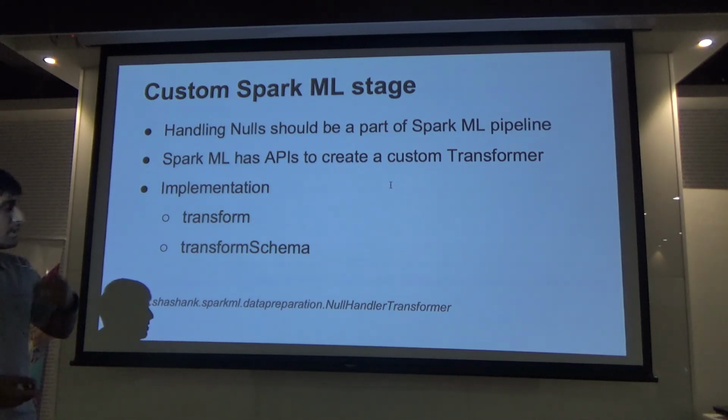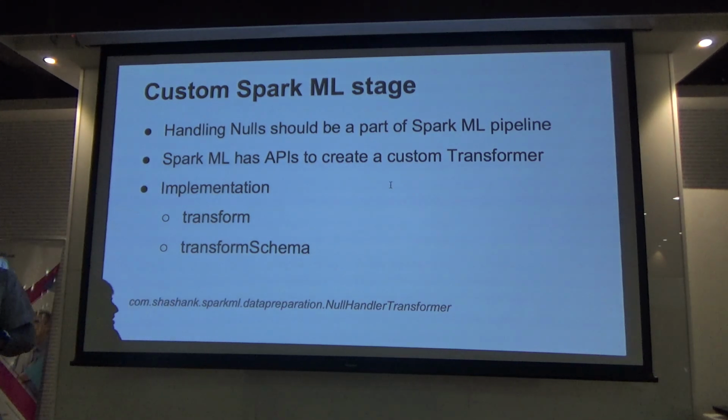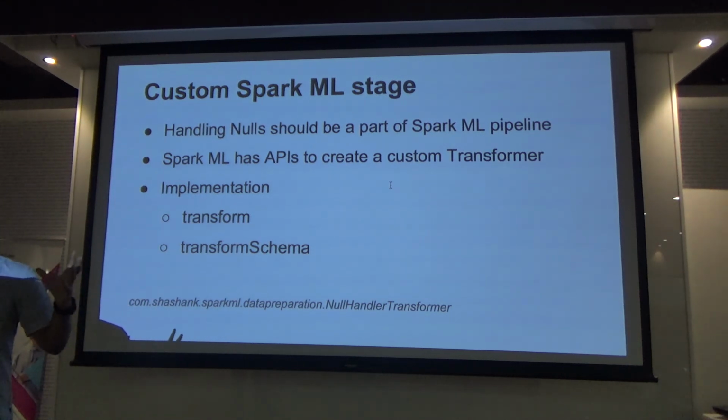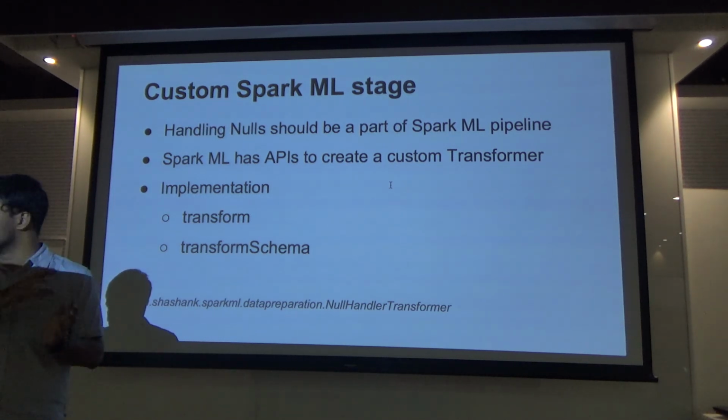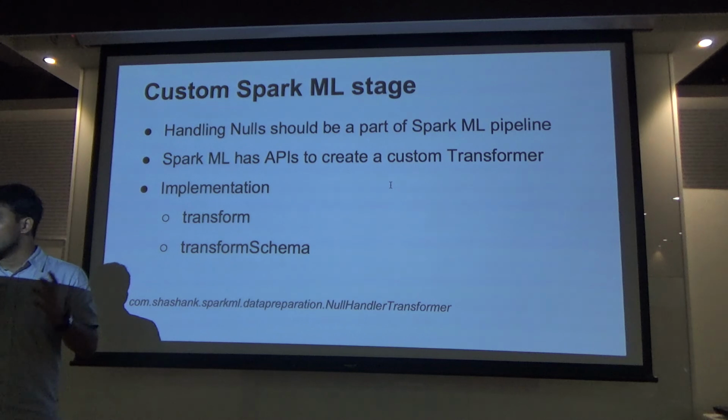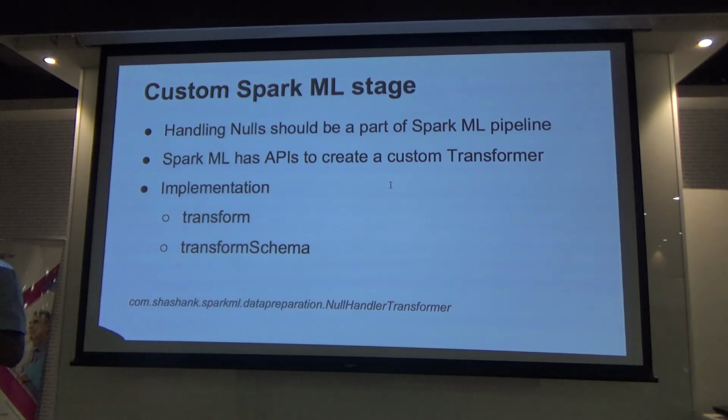First we'll start with a transformer. Handling nulls should be a part of the pipeline. We can keep the null handling code separate, get our data, go through that, and then send our data to the Spark ML pipeline. But that's not the right way to do it. The best practice is to build the custom pipeline stage, so that it will also be a part of the pipeline, and the data goes through the complete pipeline.